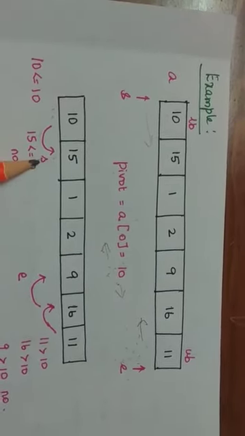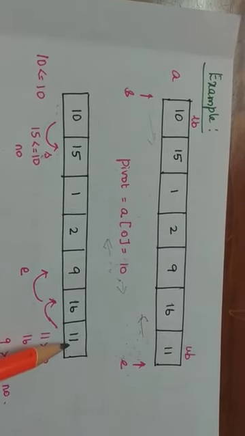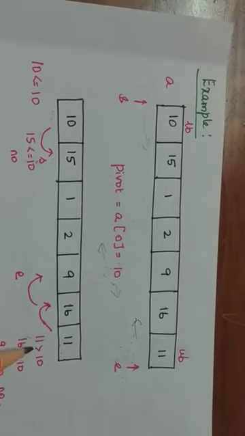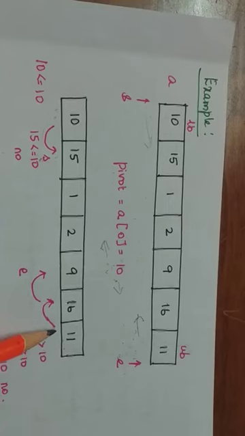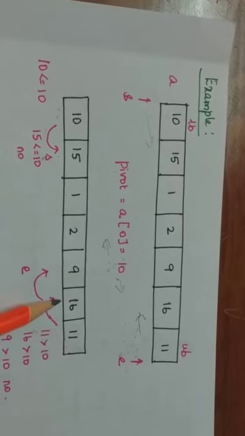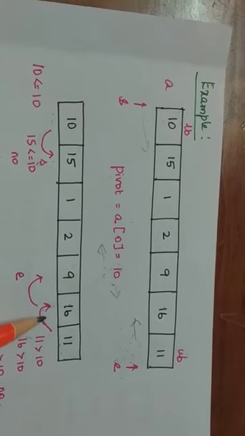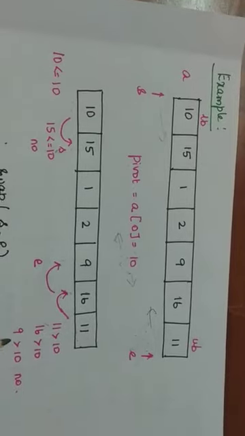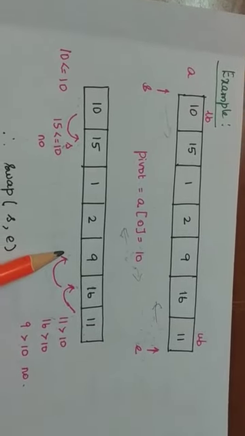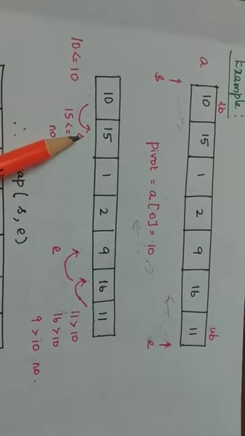In a similar way, from here we will check. This E element will be compared with the pivot element. So our condition is that the pivot element should be less than this. So 11 greater than 10, that is, 11 is greater than 10. Yes. So we decrement the value of E. So E moves here. Similarly, we will check 16 greater than 10. Yes. So we again decrement the E value by 1. Similarly, 9 greater than 10? Is 9 greater than 10? No. So we will stop E here, and S has been stopped here at 15.